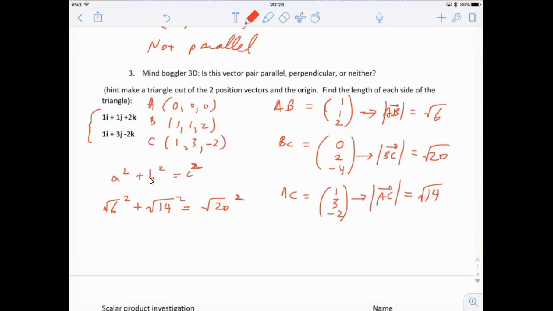if there is a hypotenuse. And we can see here that actually we have found a right angle because 6 plus 14 does equal 20. Okay, so that means that this vector AB and this vector BC are indeed perpendicular to each other. Okay, so it is perpendicular.